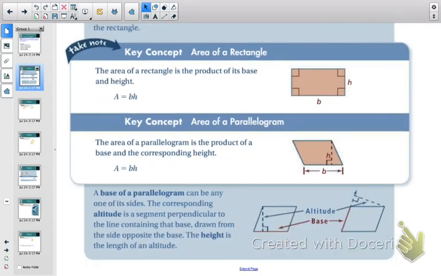The base of a parallelogram can be any of the sides, and the corresponding altitude is a segment perpendicular to the line containing the base. Okay, so we could use this as the base, then your altitude would be this way. Or if you use this slanted side as the base, then your altitude, they've extended it like that, and they have made the perpendicular line to the other side. You could also go like this to make that perpendicular line, but that would be your height there. So depending on what your base is, that will change what your height is. But either way you do it, should give you the same area. Okay, the height is the length of the altitude.